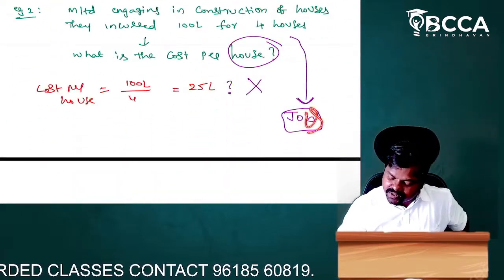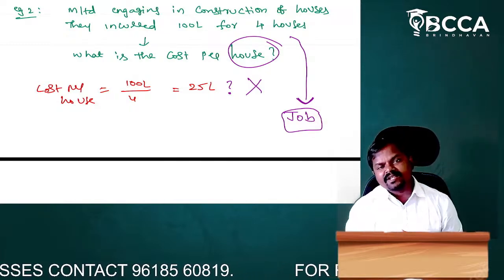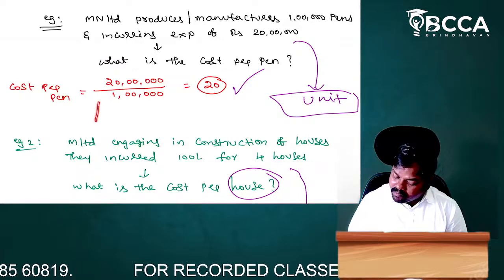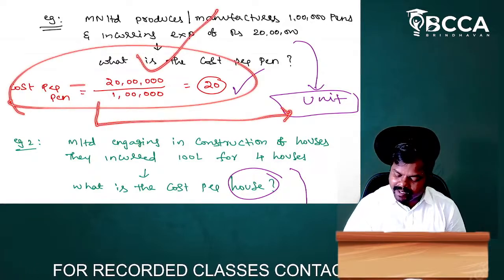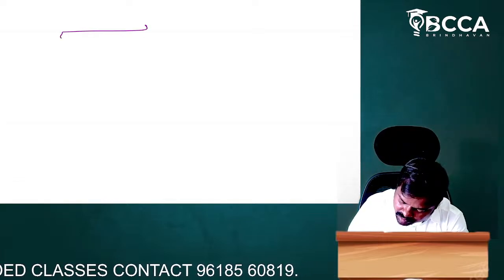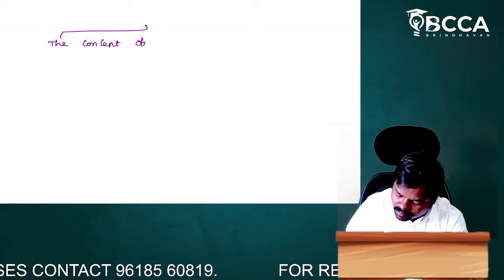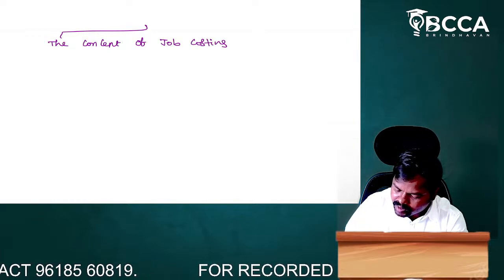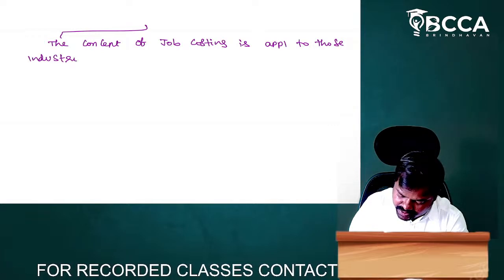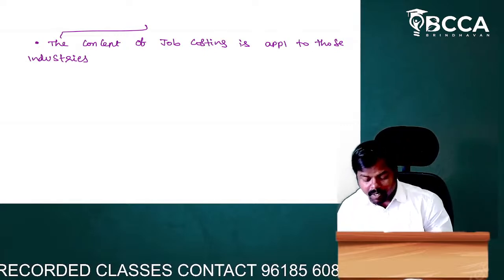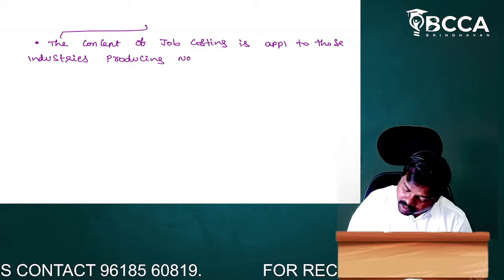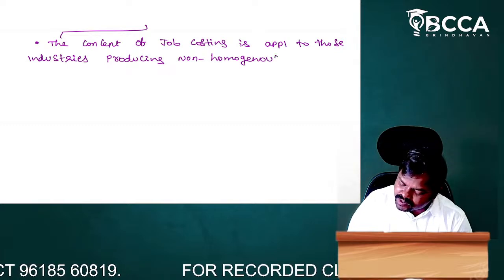Sir, why is unit costing not applicable? Because they are not similar houses. For example, if the question paper specifies all houses will be 2 BHK, then this formula is correct. It means, my dear friend, for the application of unit costing, homogeneous goods are required. For job costing, non-homogeneous goods. The concept of job costing is applicable to those industries producing non-homogeneous goods. Homogeneous means similar or the same.